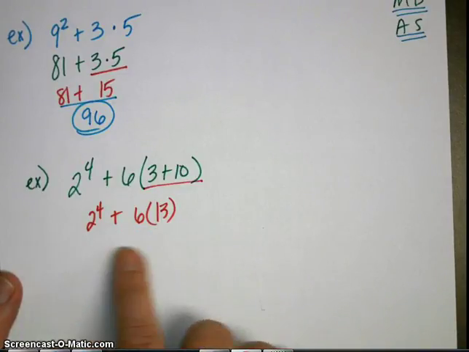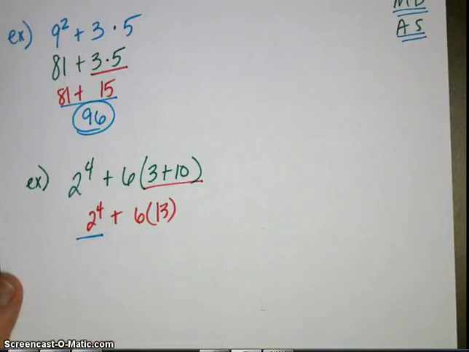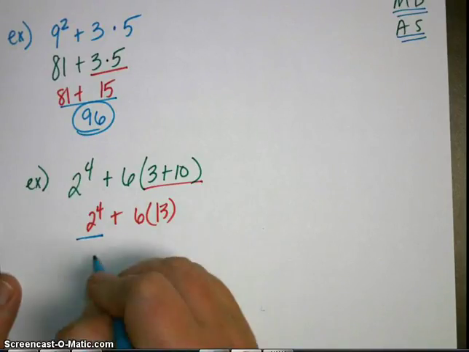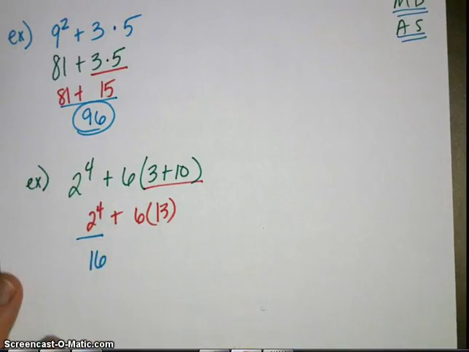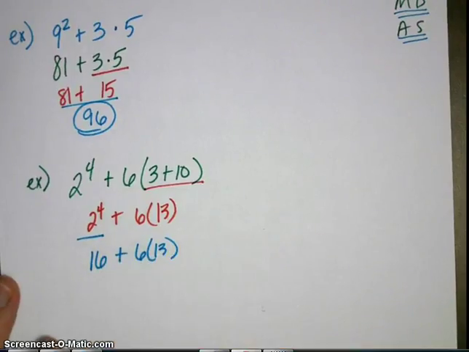Now I look for exponents. I see this guy. This guy is an exponent. 2 to the 4th tells me I need four 2s to be multiplied. So 2 times 2 is 4, times 2 again is 8, times 2 again is 16. So that becomes 16 plus 6 times 13.